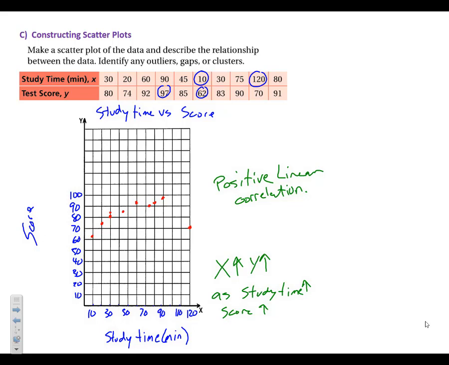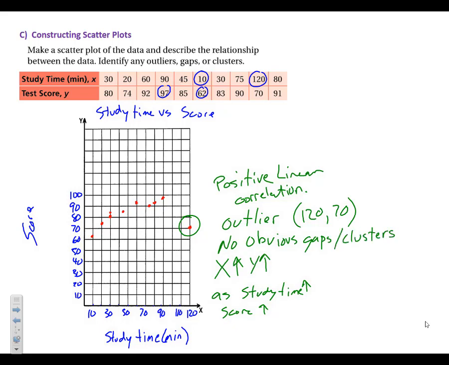All right, so identifying any outliers, we certainly have an outlier right here. An outlier on studying 120 minutes for a test and only getting a 70 as a score. That would be an outlier. And any gaps or clusters, I don't really see any gaps or clusters, so no obvious gaps or clusters associated with this graph. And that's pretty much how it's done. Ladies and gentlemen, it's just taking the ordered pairs, plotting them on your graph, and voila, we have ourselves a scatter plot.